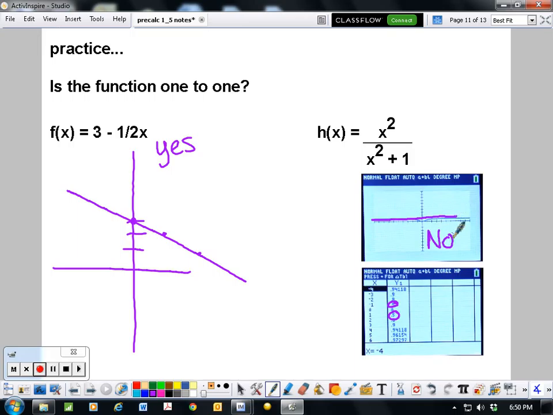So if you're not sure by looking at the graph, like there could be some change in values and it looks like it might, if you're really unsure, take a look at these tables and see if you get some double y values popping up, and that'll tell you right away that it's not a one-to-one function.